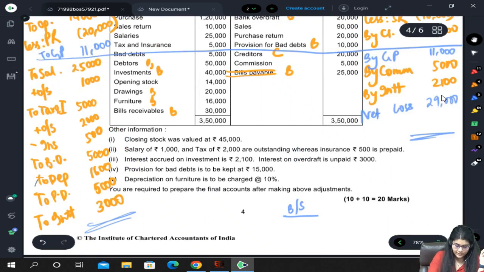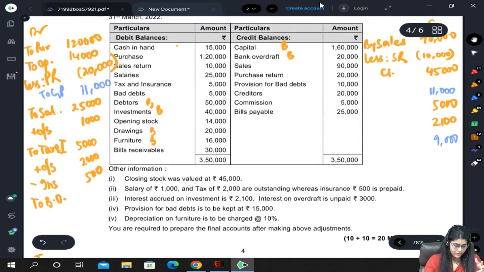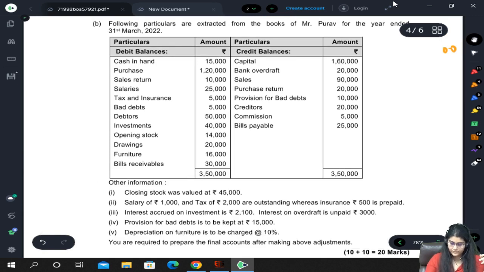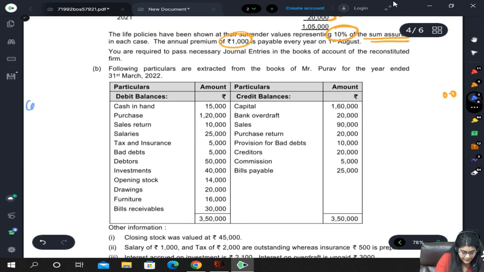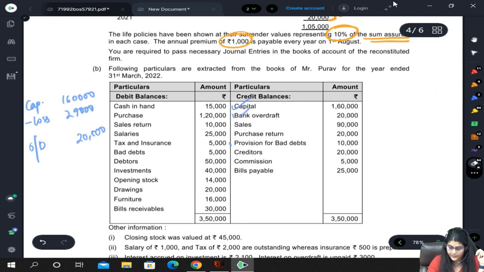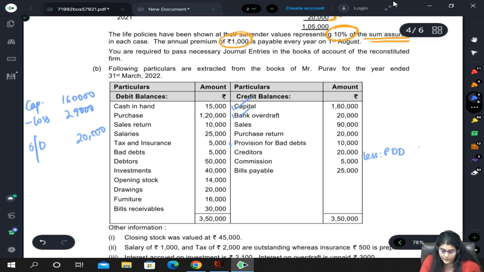I will just erase this only. We only need the net loss amount. So, capital account we have as 1,60,000 minus the loss of 29,000. Apart from that, this one is done. Bank OD we have of 20,000. Done. Provision for bad debts we will deal with. Let's see here. We know that the final provision is of 15,000.